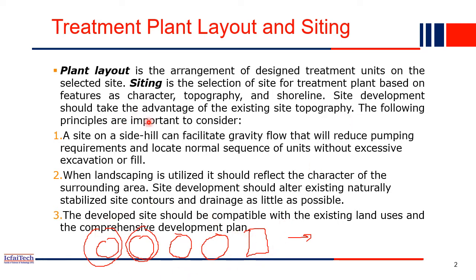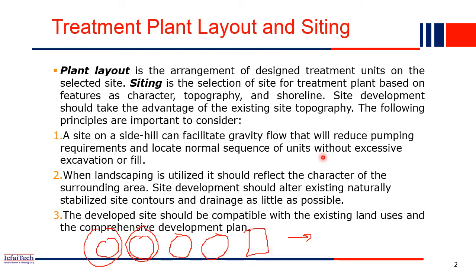The following principles are important to consider. These are the considerations for laying out the treatment plant. A site on a side hill can facilitate gravity flow, which will reduce the pumping requirement, and locate the normal sequence of units without excessive excavation or fill. Right. So a hillside is a very useful and important location for the water treatment plant, because on a hillside you have the top portion where you keep the higher units, whereas at the bottom side you keep the lower units.